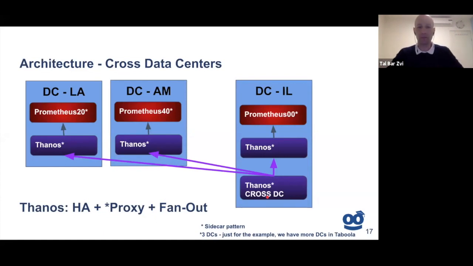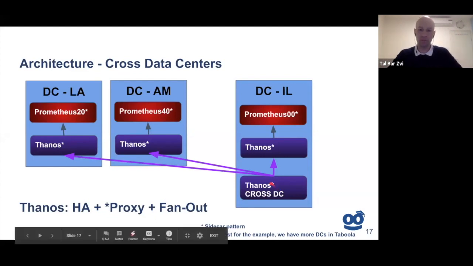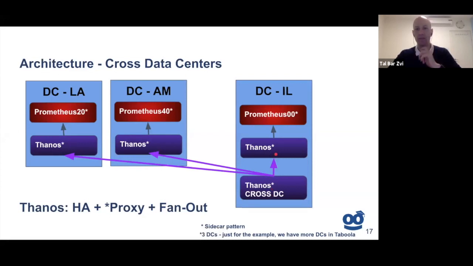ability. So if you want to do a cross DC query about metrics, you need to talk with the cross DC Thanos. It will talk with all the Thanoses in all DCs, and then they will talk with all the Prometheuses in the same data center, and you will get an answer.